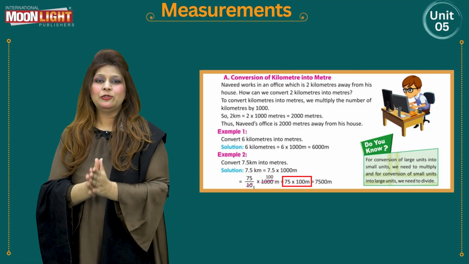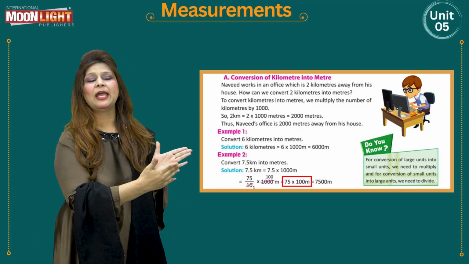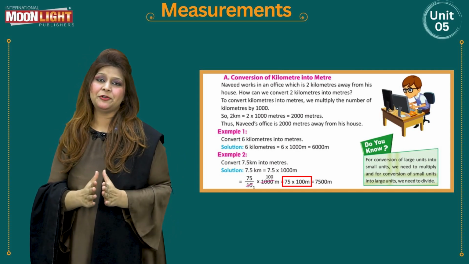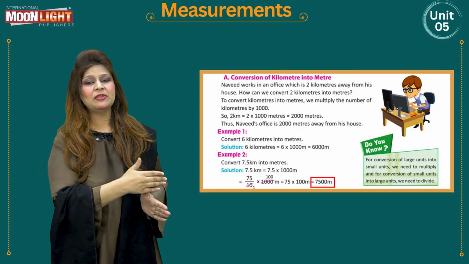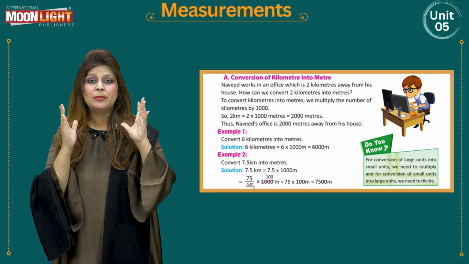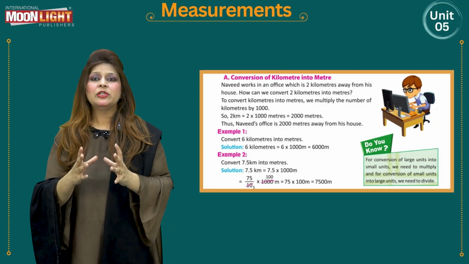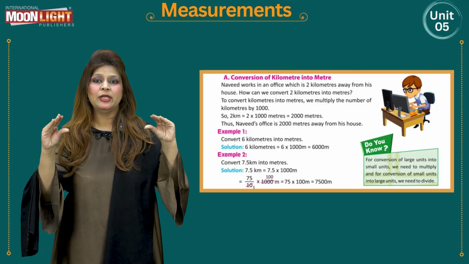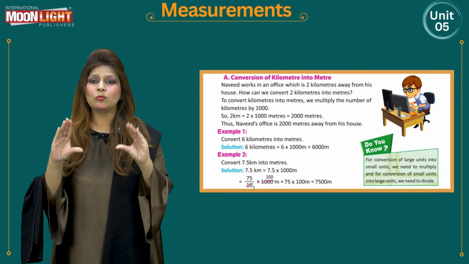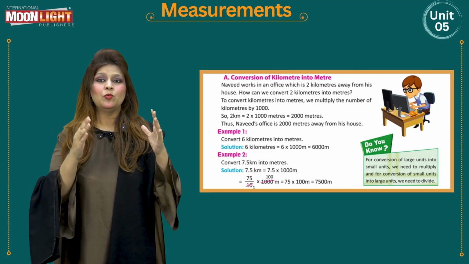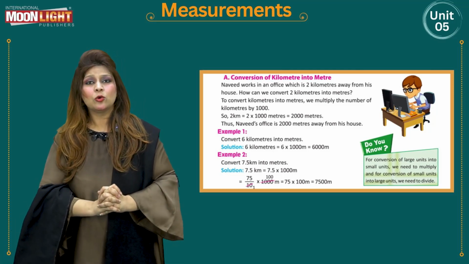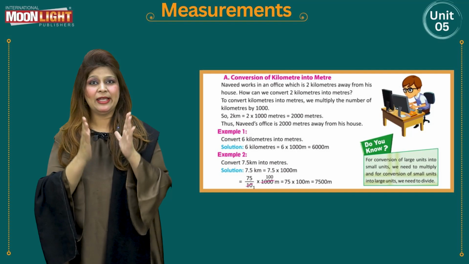So now you are going to write it down like 75 multiplied by 100. 75 multiplied by 100 meter, so we have the answer 7500 meter. What happens actually? We must know this first as well. For conversion of large units into small units, we need to multiply the numbers. For conversion of small units into large units, we are going to divide. We are going to do the division process. So hope this one is easy to remember and digest.